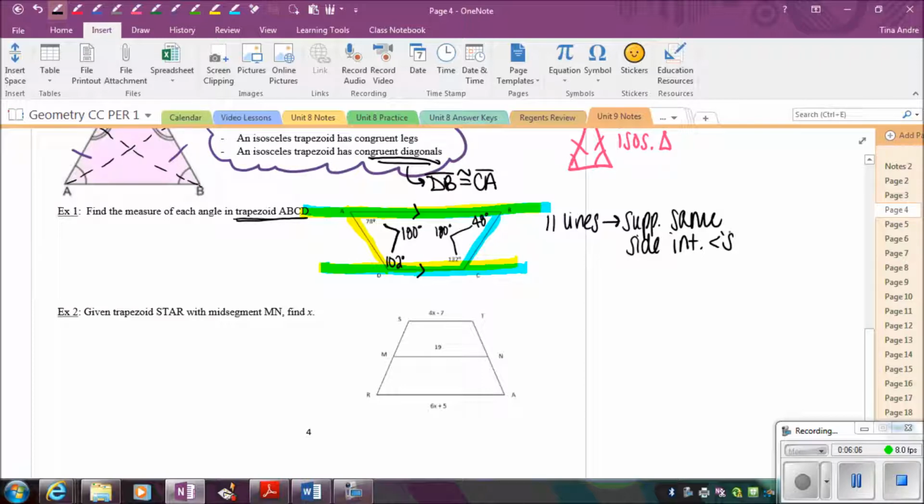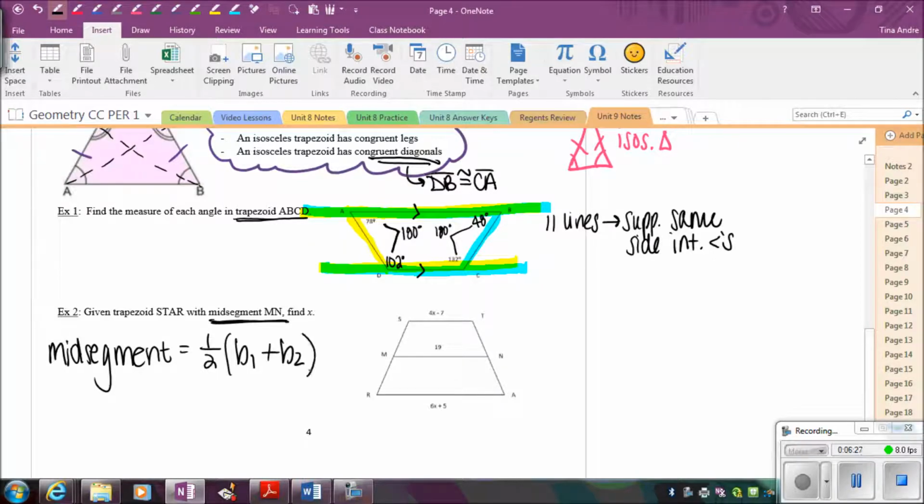Then example 2 talks about this trapezoid. Again, can't assume it's isosceles, with a mid-segment. So we have a mid-segment, which means we're going to use our formula that the mid-segment or the median, remember they're interchangeable for trapezoids, is equal to 1/2 the sum of base 1 plus base 2. My mid-segment is MN. That is going to equal 1/2 the sum of these two bases. Here are my bases, so add them up: 4x minus 7 plus 6x plus 5.